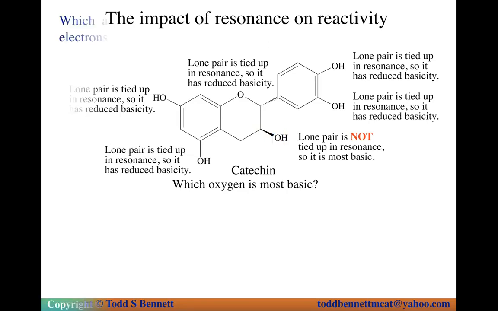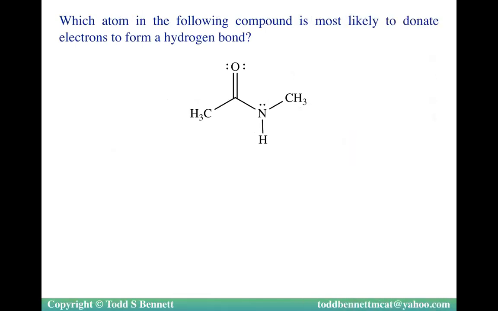Okay, so hopefully this is starting to make a little sense. So again, we're going to just keep drawing structures, figure out where the most stable distribution of electrons lies, and we're going to ultimately just keep turning lone pairs into pi bonds and pi bonds into lone pairs. So which atom in the following compound is most likely to donate electrons to form a hydrogen bond? If it's donating electrons to form a hydrogen bond, that means it has to donate electrons to a partially positive H. So if you're donating to a positive site, you yourself must be negative.